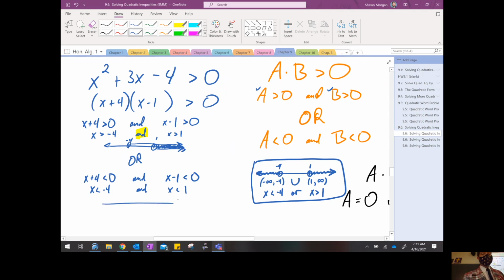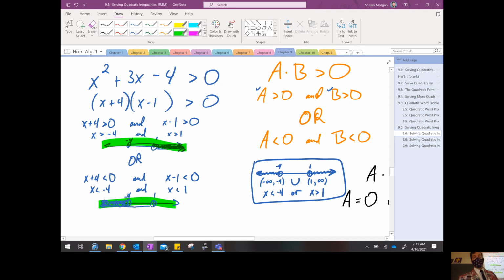And then down here, we could do the same thing. Here's our graph partitioned, -4 and 1. X is less than -4. X is less than +1. It's an and statement, so that requires both. Now, overall, it's an or, so I'm taking this first graph or this second graph, which means I can put them both together.